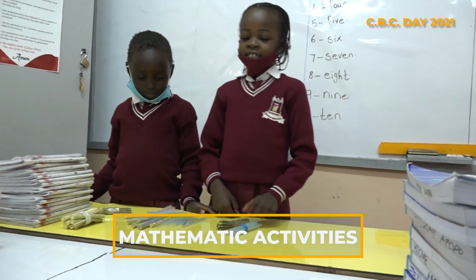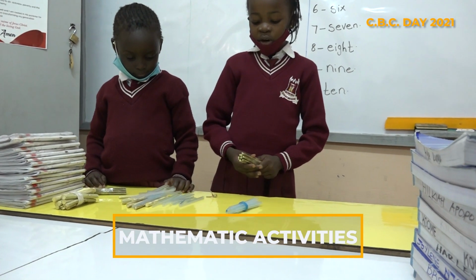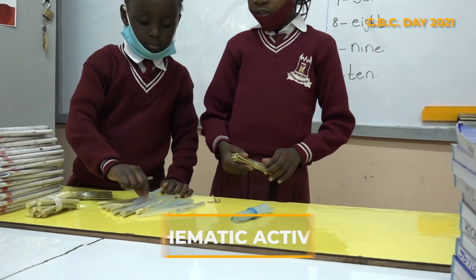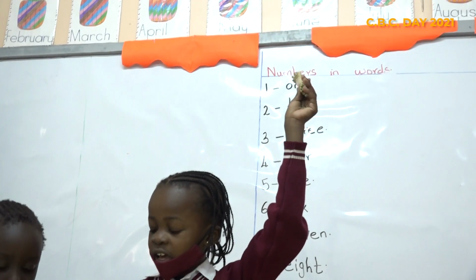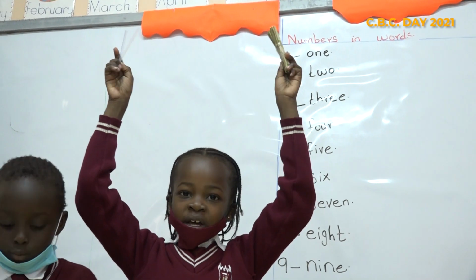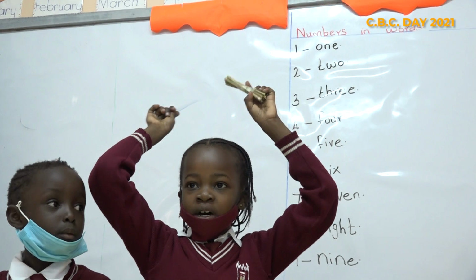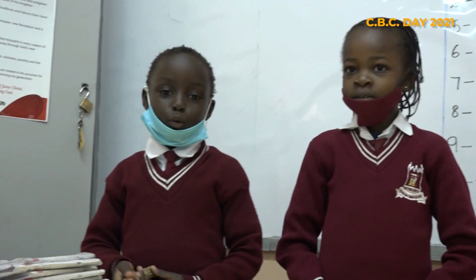Let's learn. In tens and ones, you need 10 sticks per bundle. You tie them, that makes one bundle. Like in the number 12. One bundle and two loose sticks. One bundle and two loose sticks make number 12.